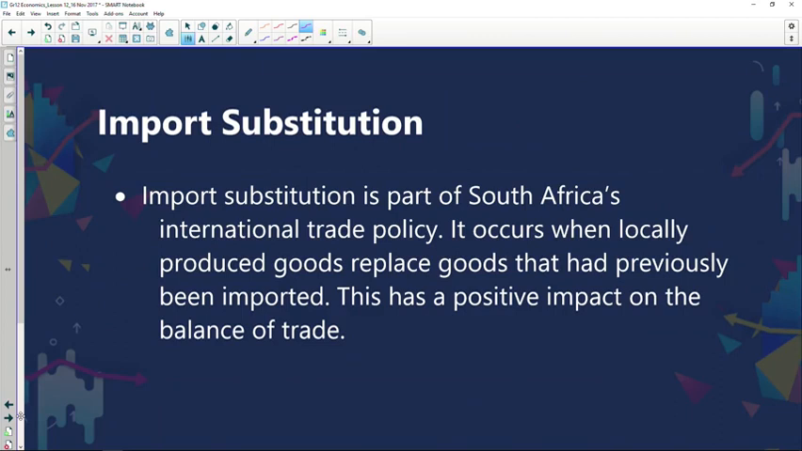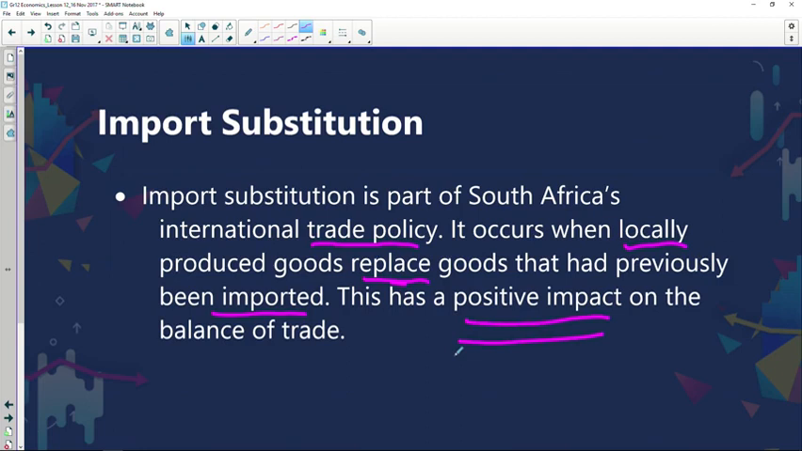Okay, so we move on to our next point where we look at import substitution. Import substitution is part of South Africa's international trade policy. It occurs when locally produced goods replace goods that had previously been imported. This has a positive impact on the balance of trade. So it is a trade policy in South Africa, and it occurs when locally produced goods replace goods that had previously been imported from other countries. And we know that this has a positive impact on the balance of trade.